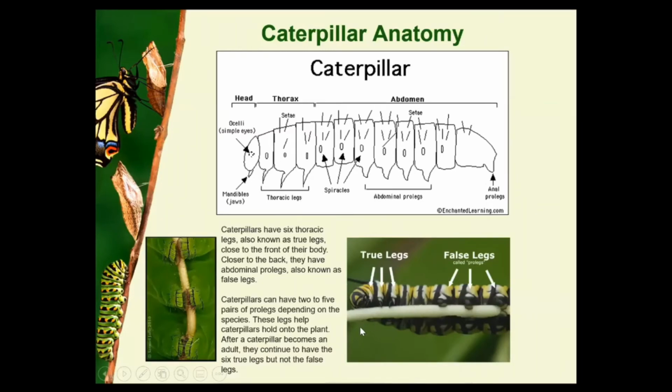And caterpillars can have 2 to 5 pairs of prolegs, depending on the species, and the legs help the caterpillars hold onto the plant. After they become an adult, they continue to have the 6 true legs, but not the false legs. So this is a close-up picture of the prolegs. They're kind of stubby and cute.